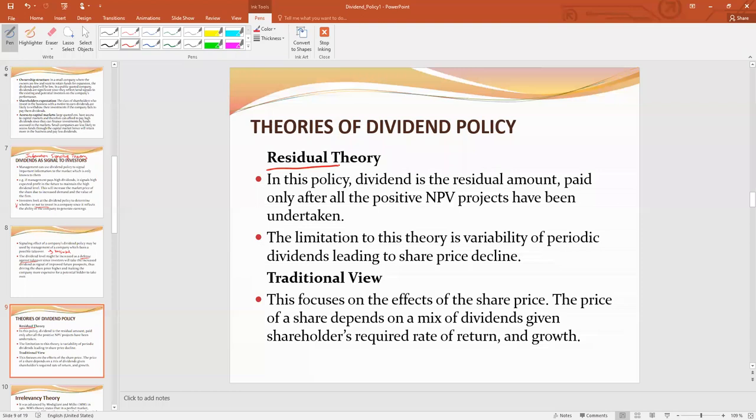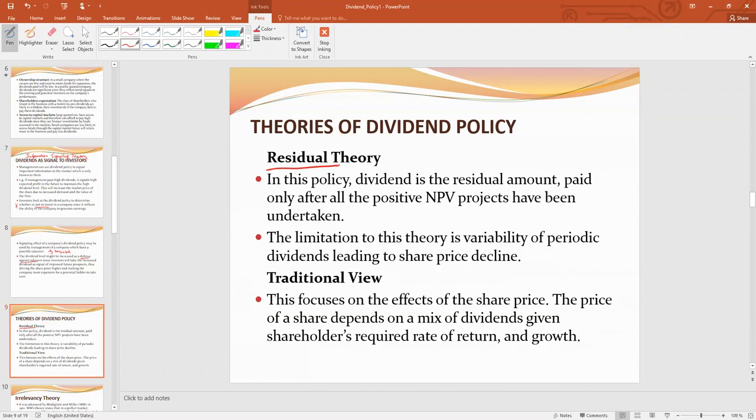Questions so far? Don't forget, the examiner is going to ask you. One of the questions the examiner can ask is, among the different dividend theories, what is the impact or influence of the company dividend theory or policy on the company share price? So you will be discussing each theory: what does this theory state in relation to the share price? That is one of the questions the examiner has asked in the past.